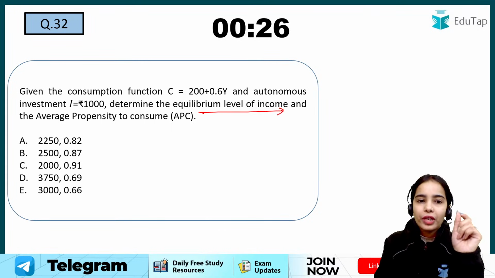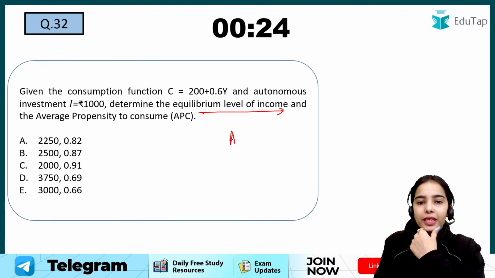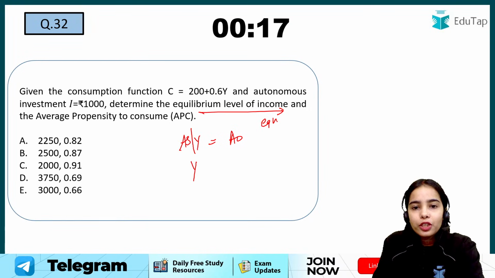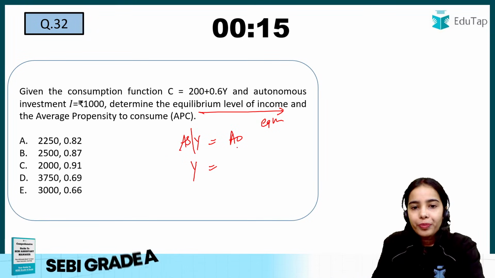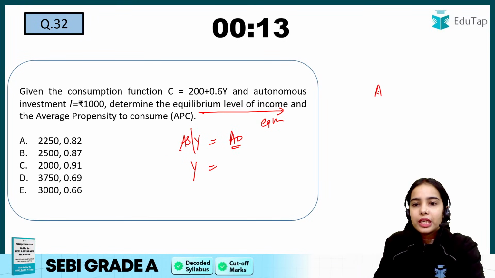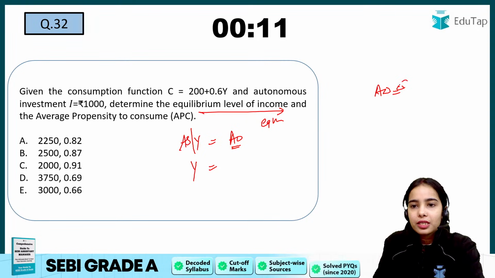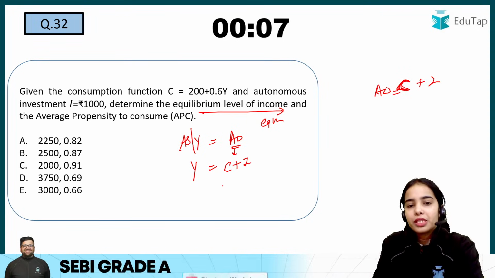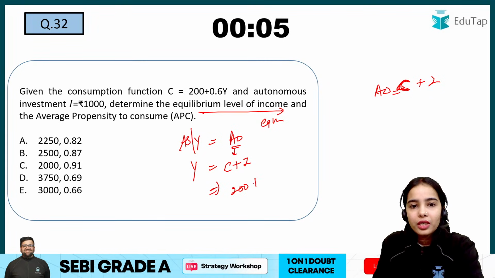So the equilibrium level of income is basically where aggregate demand is equal to aggregate supply. Aggregate supply is your income level. So at the equilibrium level, your aggregate demand is equal to aggregate supply. Aggregate demand is consumption plus investment. Consumption is 200 plus 0.6y, investment is 1000.